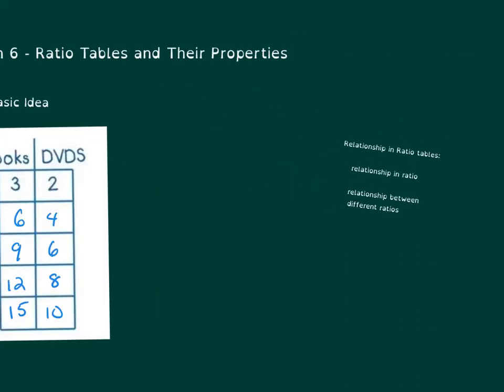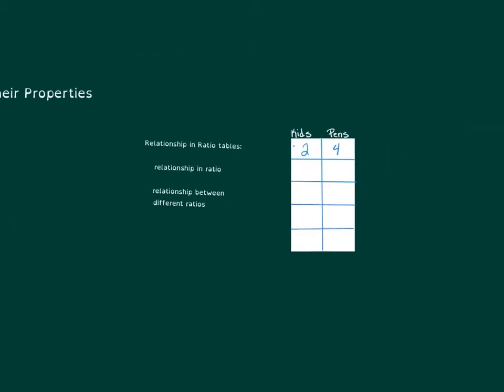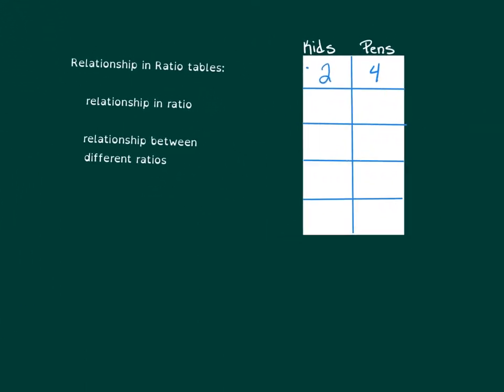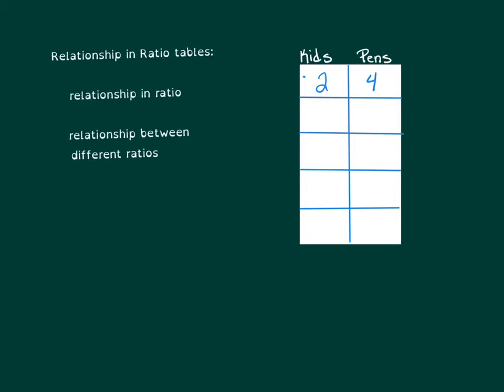So let's look at, if I can get, this thing keeps glitching, I apologize. Let's look at some of the relationships that we can see in a ratio table.